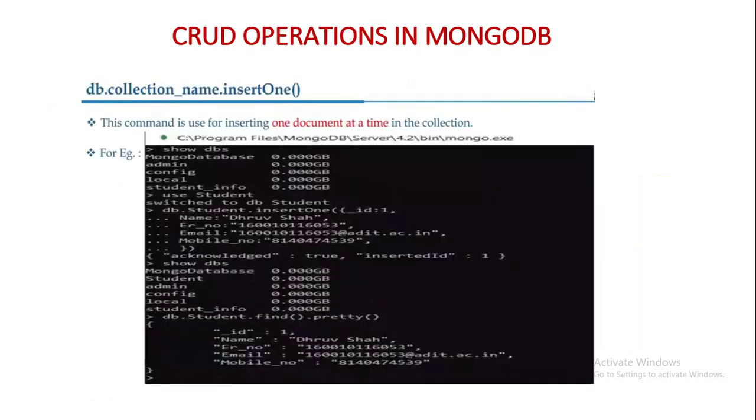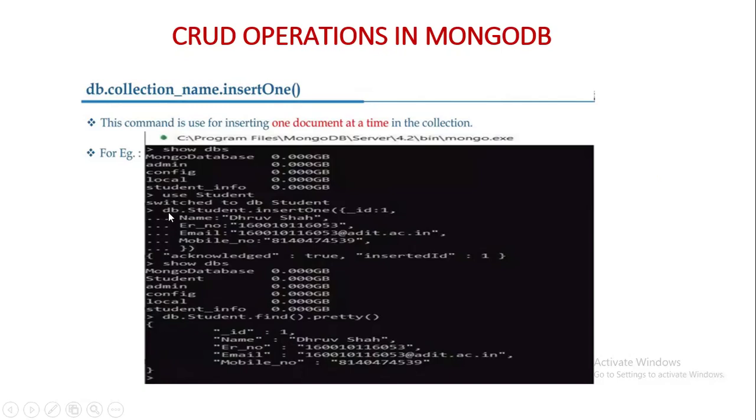For example, we are using the show dbs command. So what are the databases available? Admin, config, local, student info, right? These are the databases available. Now we are going to create a database student. For that, we are going to use the command use student. Then the actual database is switched to student.